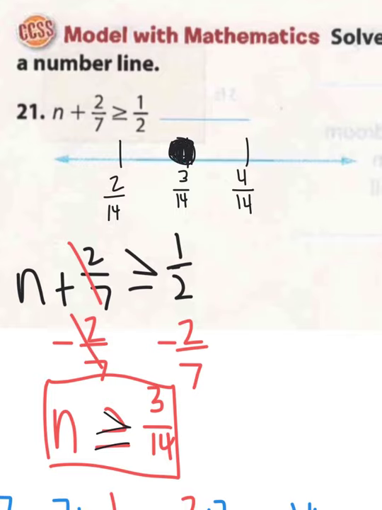So what's a number that is bigger than 3/14? Well, that would be 4/14, right? Or 5/14, or 6 or 7, or any whole number on top, right? Which means they're all on this side, so that means we're going to point this way. And that, my friends, is how we work out number 21.